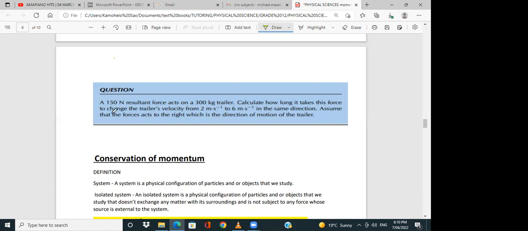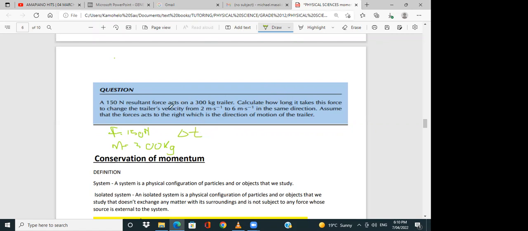Now, F is equal to 150 newtons, guys. It's 150 newtons. Act on a trailer of what? M. This is our M, guys. Acts on 300 kilograms, kg. This is our mass. And now, firstly, how long it takes. You have to calculate delta T.